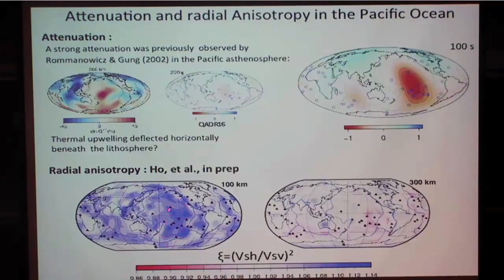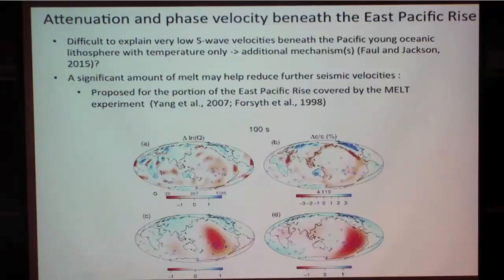I imagine that last week Jean-Paul has done a talk on the anisotropy, and this is compatible. I am sure that he has said that it's compatible with horizontal flow. And at greater depth, we find SV faster than SH, which will be compatible with vertical flow. So this is quite consistent. So then, the question is, how can we explain the very low velocities that we observe in the Pacific, beneath the East Pacific Rise at very long wavelengths, but that are still present if we do not filter the maps.